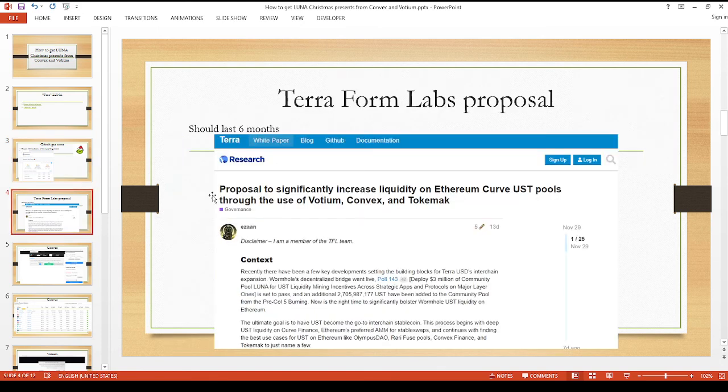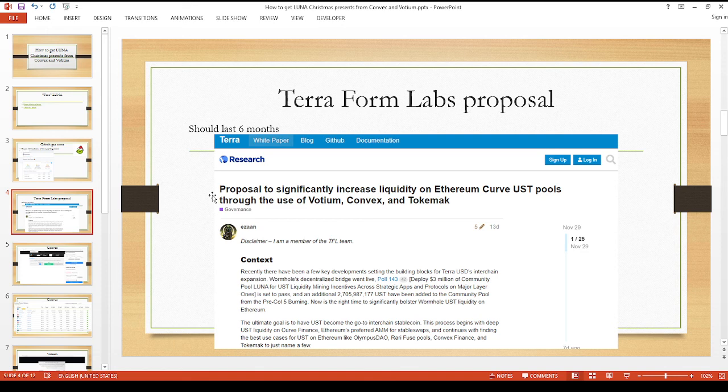So I'm going to assume that you're already familiar with the Terra Luna ecosystem and Ethereum in general. But recently, Terraform Labs had a proposal to increase liquidity for their UST token, specifically their Wormhole UST. Right now, there's a different UST token that's based off, I think, the Terra Bridge, the current version, but they want to upgrade that so that it's compatible with the Wormhole bridge.